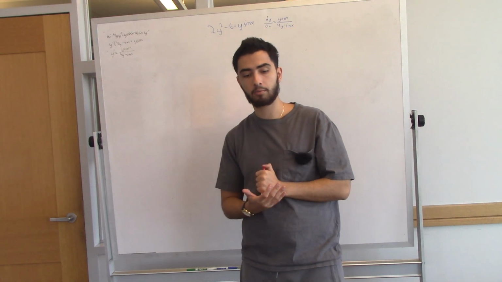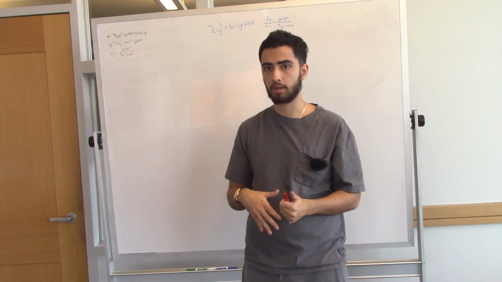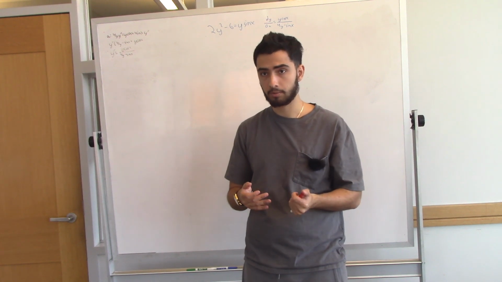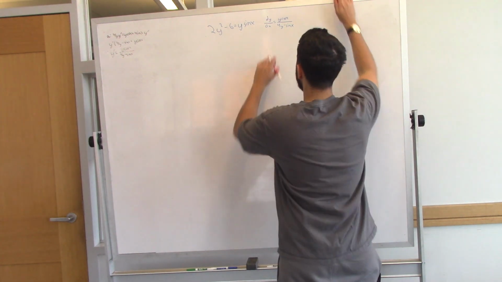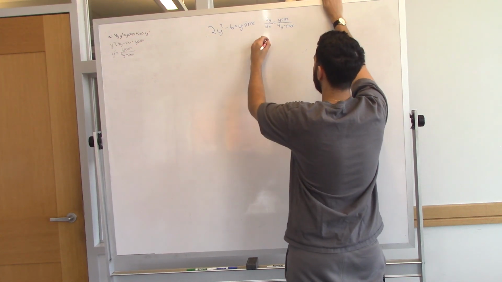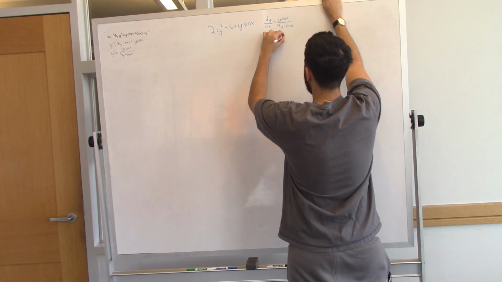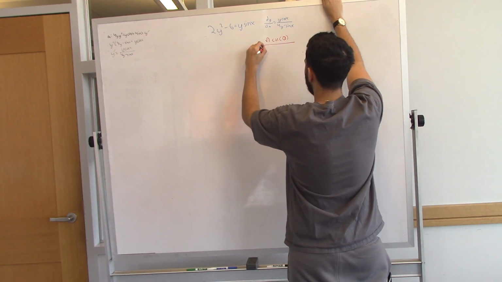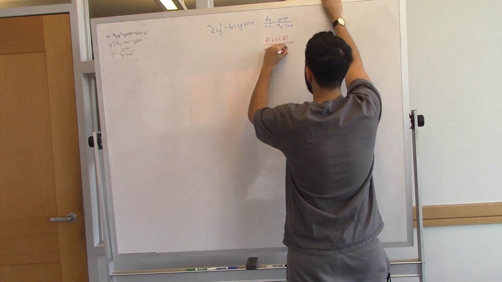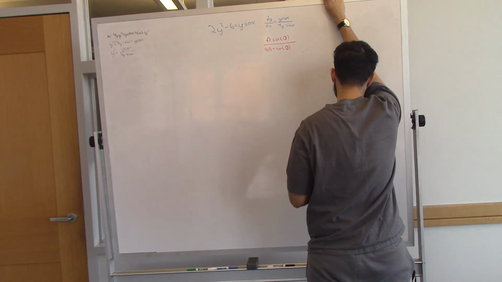Alright, and now for part B, we're asked to write the line tangent to the point at 0, square root of 3. So okay, we're going to need two things: point values, which we have, and then the slope. To get the slope, we're just going to plug in 0, square root of 3 into the derivative. So we're going to have square root of 3 cosine of 0 over 4 square root of 3 minus sine of 0.